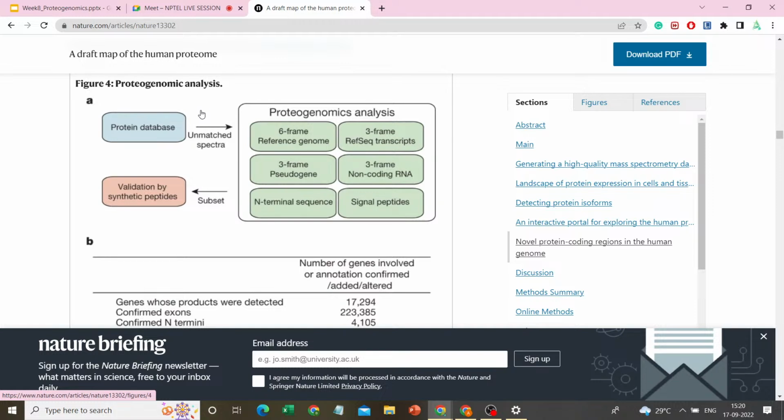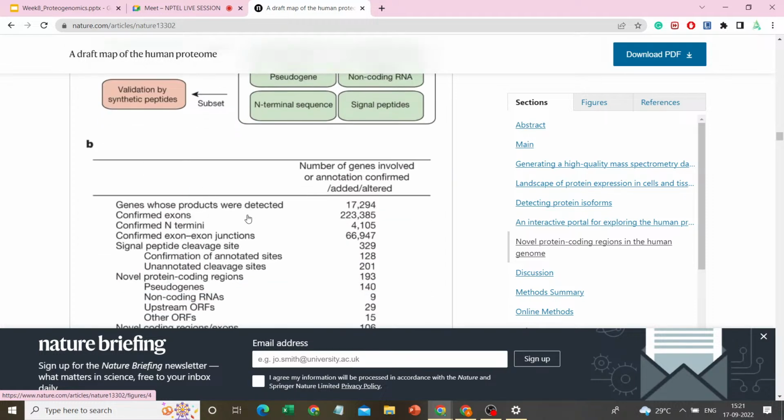RefSeq, there were some unmatched spectra. Then the 6-frame translation and the 3-frame RefSeq transcripts, pseudogenes 3-frame translation, 3-frame non-coding RNA, N-terminal sequence, signal peptides, when all these were clubbed, then it was identified, and with further validation they could confirm the presence of these proteins as novel coding, originating from novel coding regions, or coded from the pseudogenes or from different regions. So, genes whose exon products were detected.